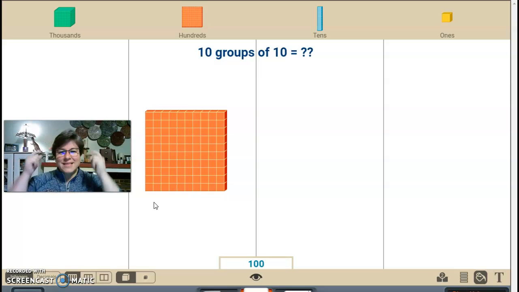Put that in your brain. That's some mental math that we need to remember. 10 groups of 10 is always 100. So when I'm multiplying by some 10s and some more 10s, it doesn't stay 10s. I use those placeholders of the zeros to rename it into 100.